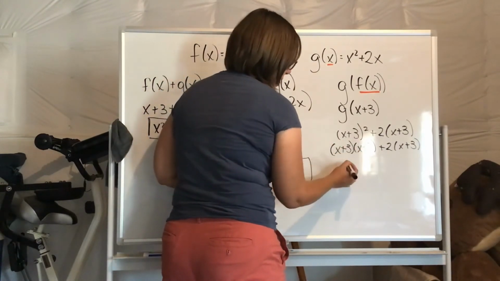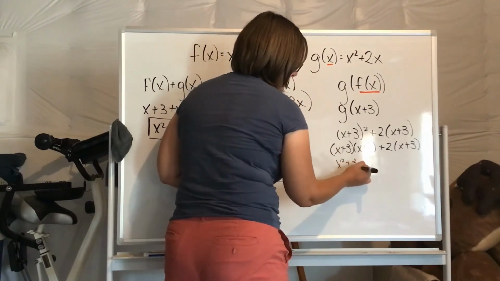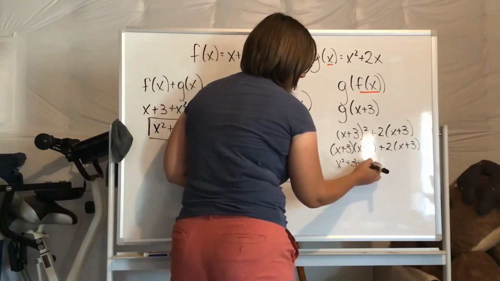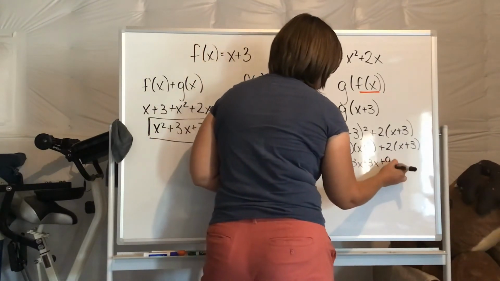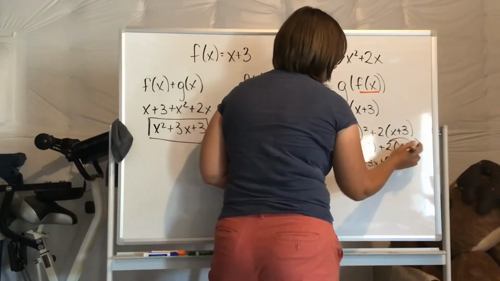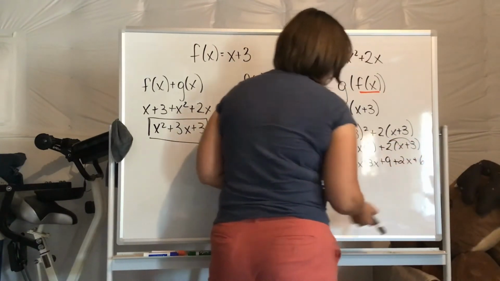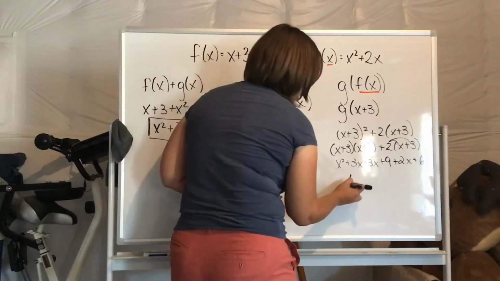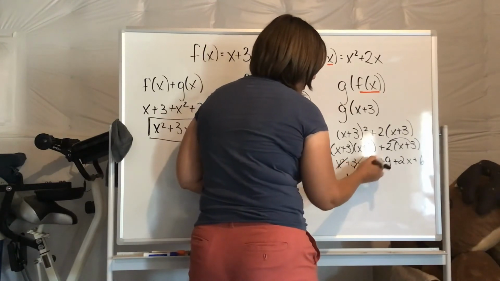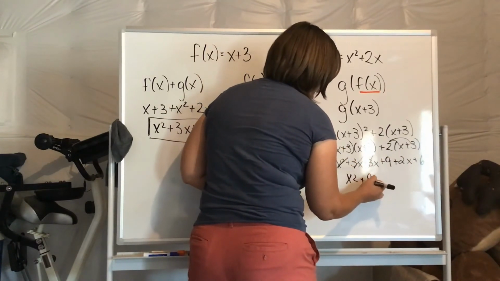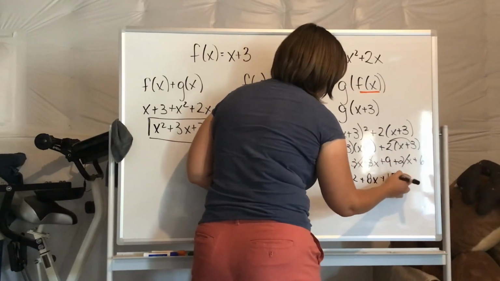So FOILing, I get x squared, outer x times 3 is 3x, inner 3 times x is 3x, last 3 times 3 is 9. And then I can distribute here, 2 times x is 2x, 2 times 3 is 6, and then we'd have to combine our like terms. So x squared, 3x and 3x is 6x, plus 2x is 8x, 9 and 6 is 15.